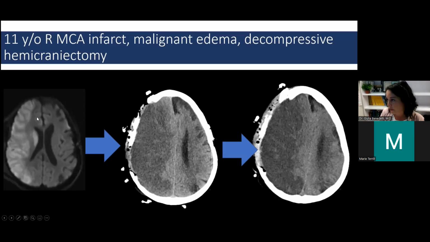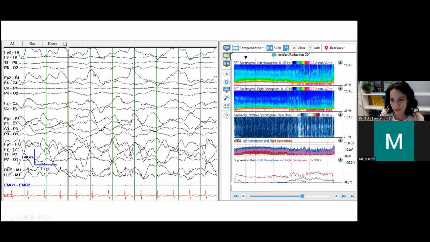This is an 11-year-old with a large right MCA infarct that swelled and swelled and swelled. And he also went for decompressive hemicraniectomy. Similar to our last patient, that right hemisphere is suppressed. The suppression ratio picks up that right hemisphere suppression really nicely in red. And the left hemisphere had a nice mixture of frequencies. Our asymmetry spectrogram picked up that asymmetry perfectly. Amplitudes were different between the hemispheres, of course.